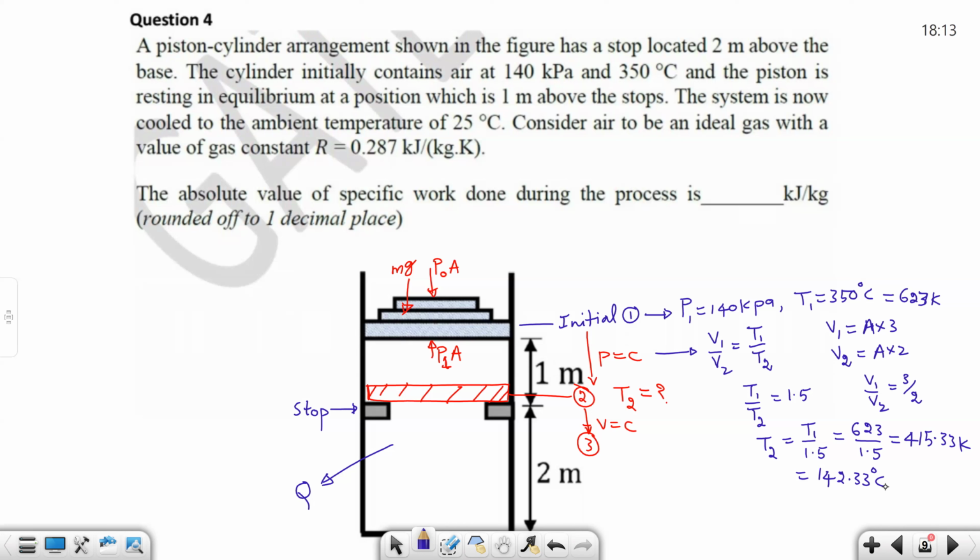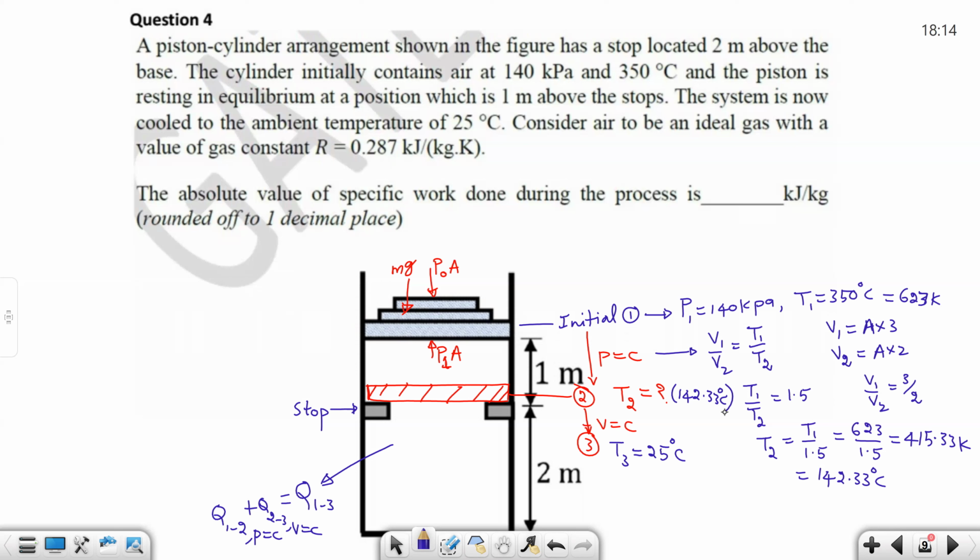So heat will be removed from 1 to 3. So the total heat transfer will be heat removal 1 to 2 pressure constant plus heat removal in 2 to 3 volume constant, because 2 to 3 is volume constant and the temperature at 3 is reaching 25 degree, because this will be 142.33 degrees centigrade from there.